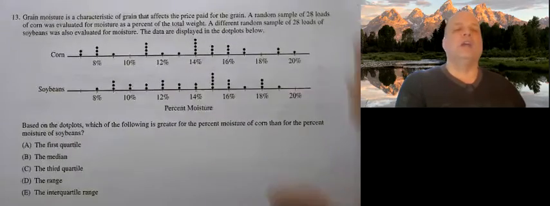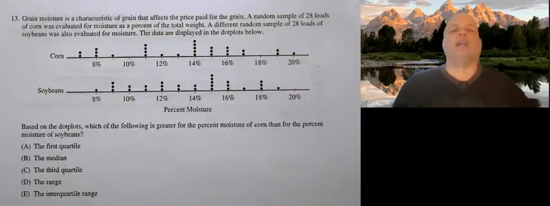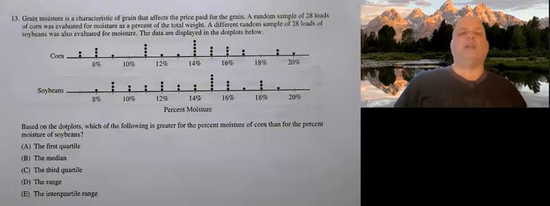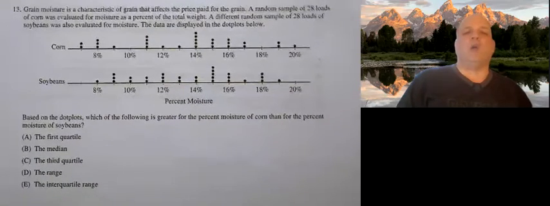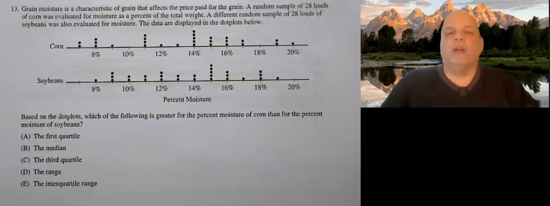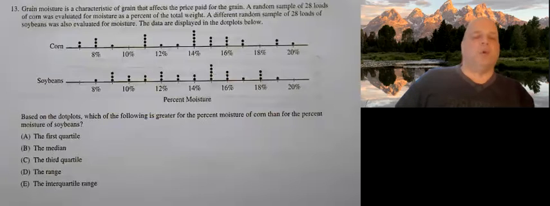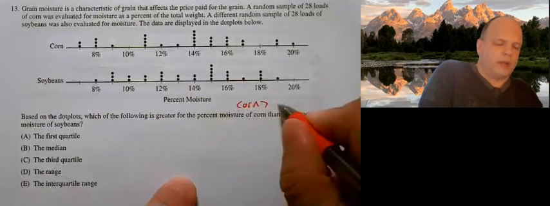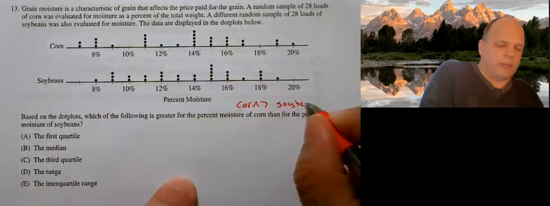All right, number 13. Grain moisture is a characteristic of grain that affects the price paid for the grain. A random sample of 28 loads of corn was evaluated for moisture as percent of the total weight. A different random sample of 28 loads of soybean was also evaluated for moisture. The data are displayed in the box plots below. Based on the plots, which of the following is greater for the percent moisture of corn than for the percent moisture of soybean? So we want corn to be greater than soybean for whatever we're looking at.